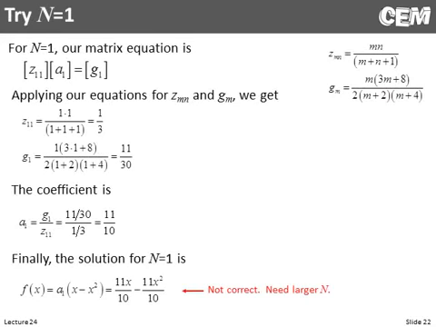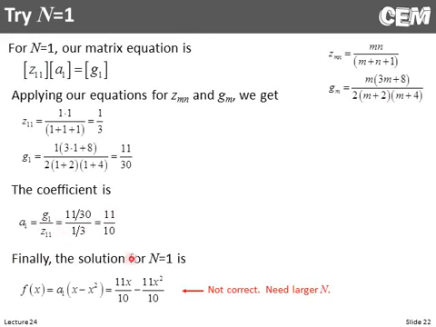So now we have to choose how many terms we want in our expansion. Well, let's just try one. So one term in our expansion. We really don't even have matrices here. Just recall the derivations we did. This was the inner product on the left, the inner product on the right, what we got. Now let's apply our equations to just one expansion function. So z11 in this case would just be 1/3. g1 would just be 11/30. And if we now solve our matrix equation for a sub 1, we end up getting 11/10.